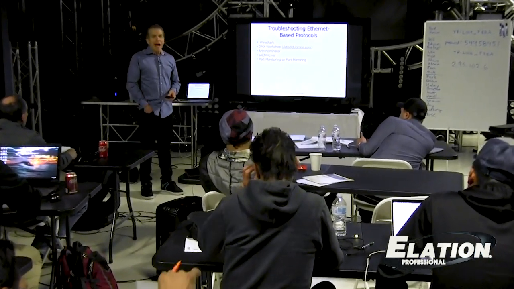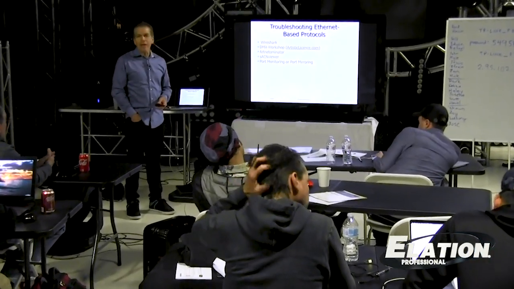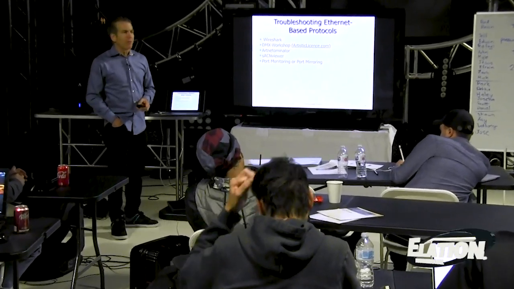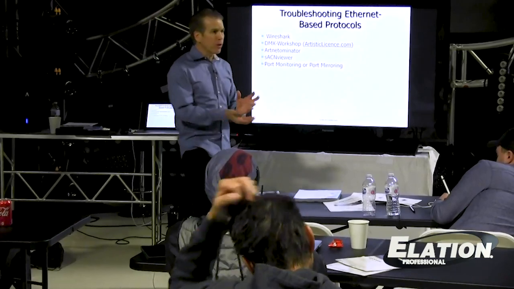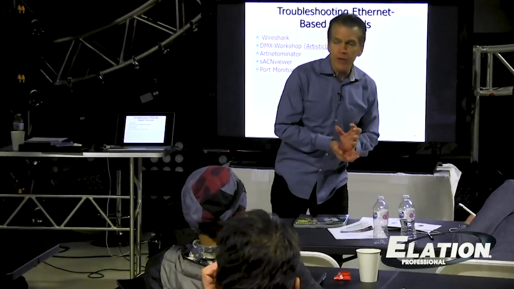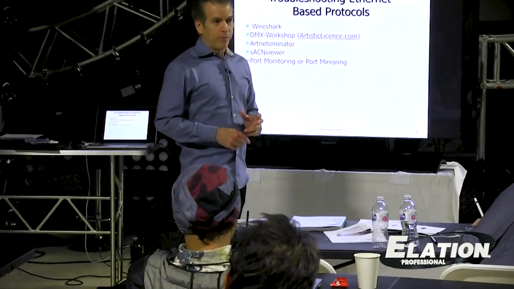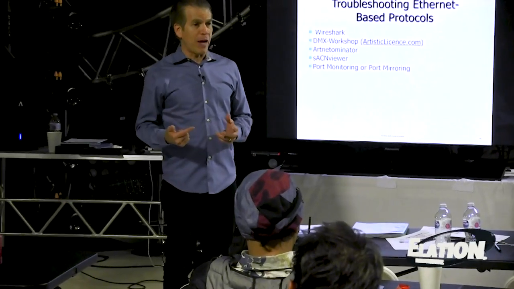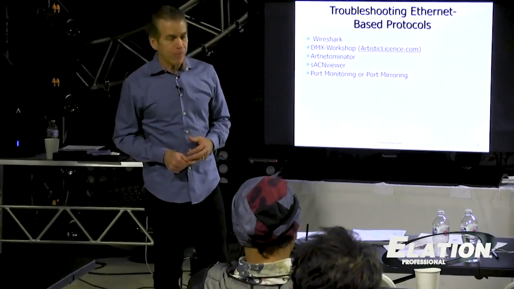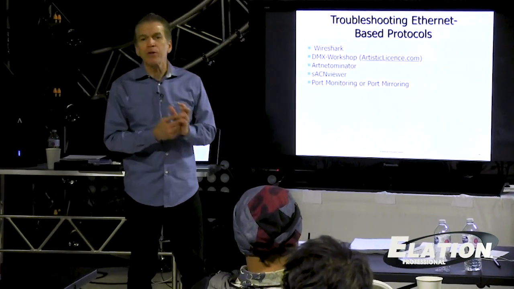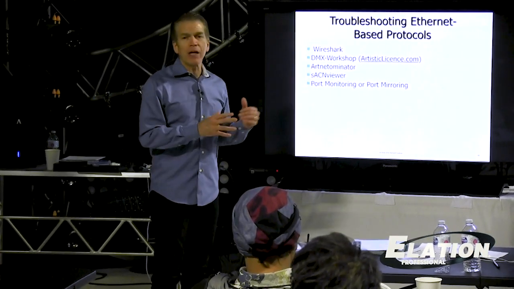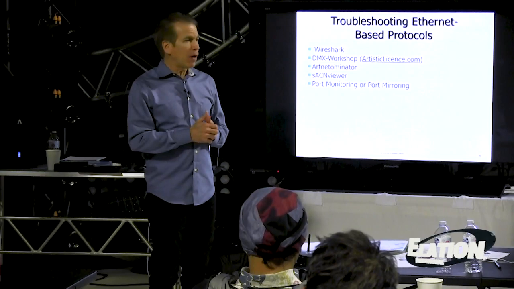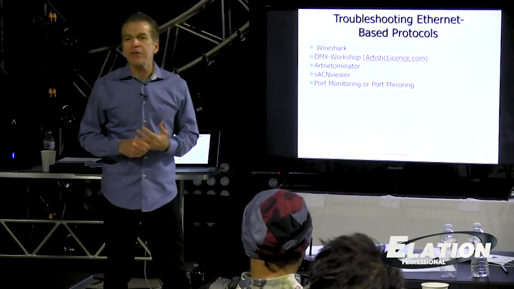Now, how do you troubleshoot Ethernet networks? It's challenging because with DMX, there are a lot of handheld tools that you can use to figure out if the console is outputting DMX. You can look at the timing signal, you can look at the data, but how do you do that with Ethernet-based protocols?